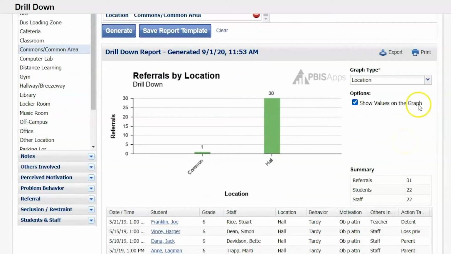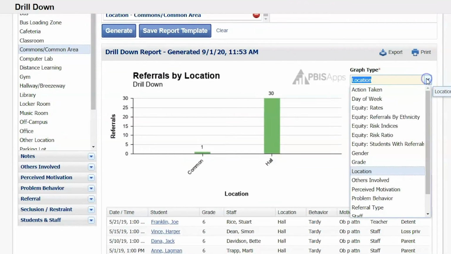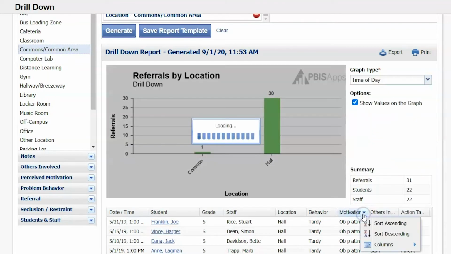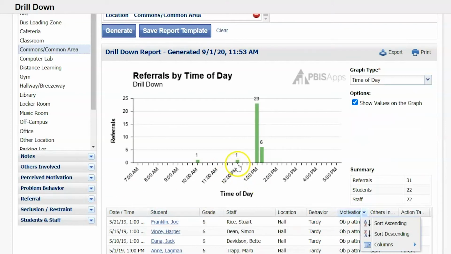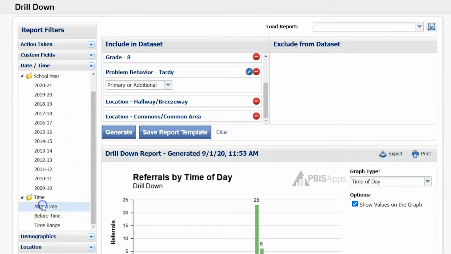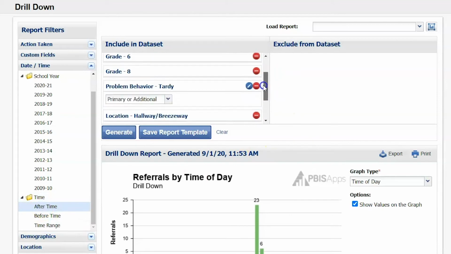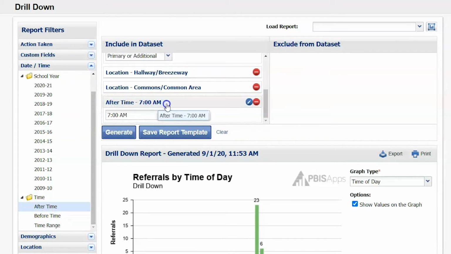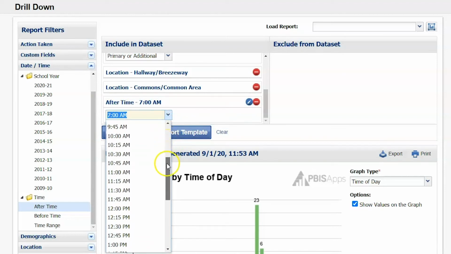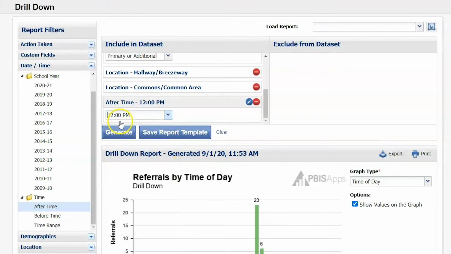Next, I want to know when, and we can find that out by changing the graph type to time of day. It looks like our when is right after lunch. Let's add that to our filters. We select date and time, open the time folder, double-click on this filter that says After Time. Up in the filters to include in Dataset, I have this After Time filter, and it wants me to select an actual time. I'm going to select noon, and again click Generate.